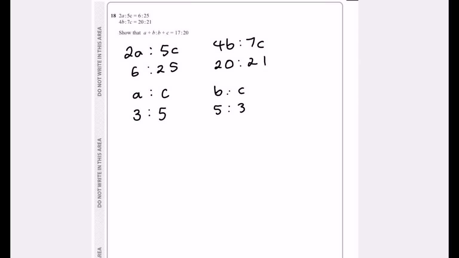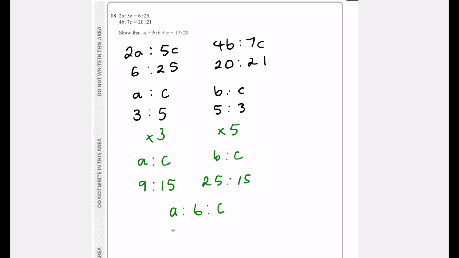And now we're just going to make the c's the same. So if we times this ratio by 3, this one by 5, both the c's will be 15. So a to c is the same as 9 to 15. And b to c is the same as 25 to 15. So we can write down a to b to c now. a is 9, b is 25, c is 15.